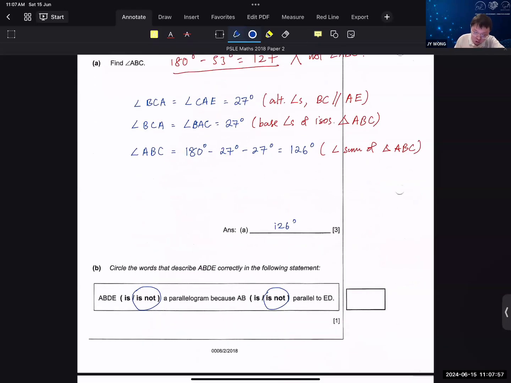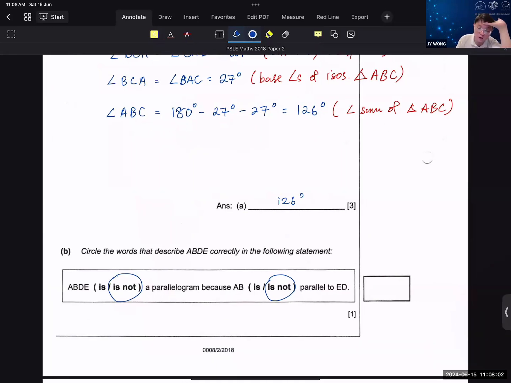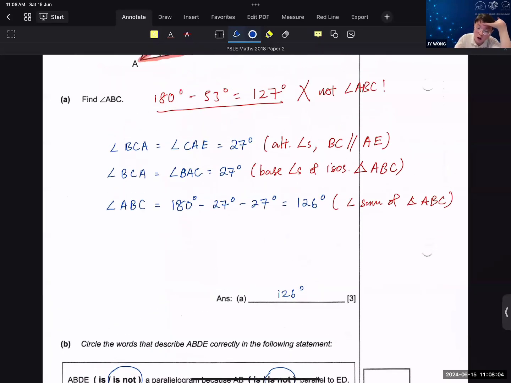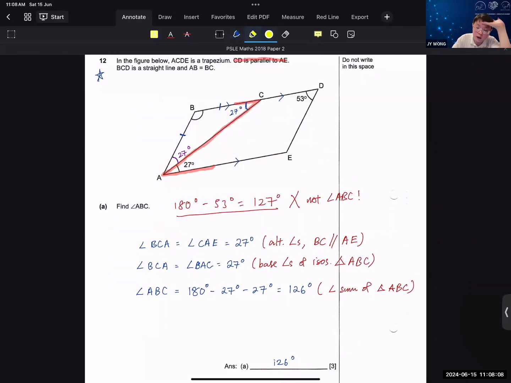And once you get that, you should realize that ABDE is not a parallelogram because AB is not parallel to ED. Why is AB not parallel to ED? If they were parallel, this shape will be a parallelogram. Diagonally opposite angles in the parallelogram need to be equal. But you realize that this is 53, but this is 54. So they are not equal, and therefore AB cannot be parallel to DE.